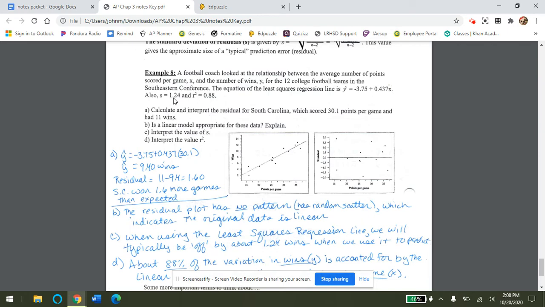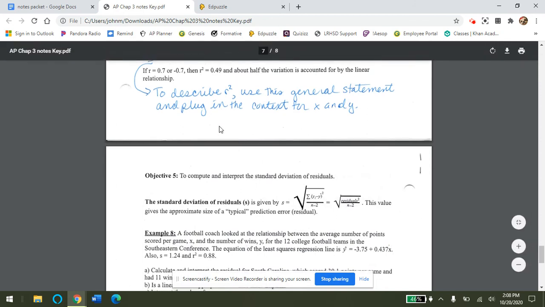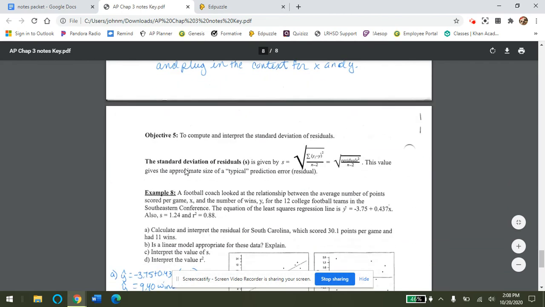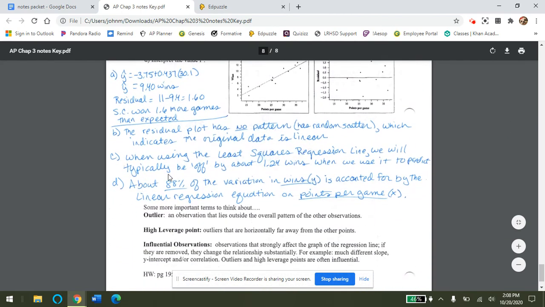And then R squared is 0.88. So we want to interpret the value of R squared. So this is where I'm using that sentence up here. What percent of the variation in fill in your Y is explained by the least squares regression line on fill in your X? So about 88% of the variation in wins, which was my Y, is accounted for by the linear regression equation on fill in what your X is in the context of the problem.